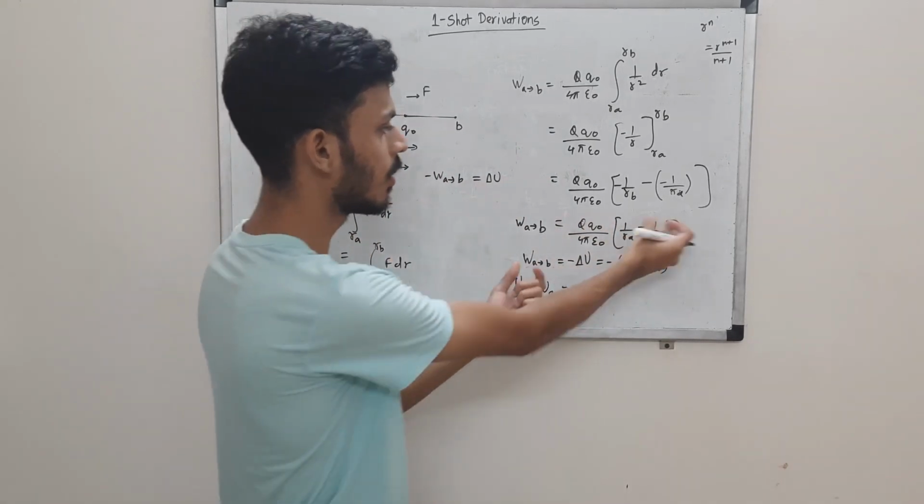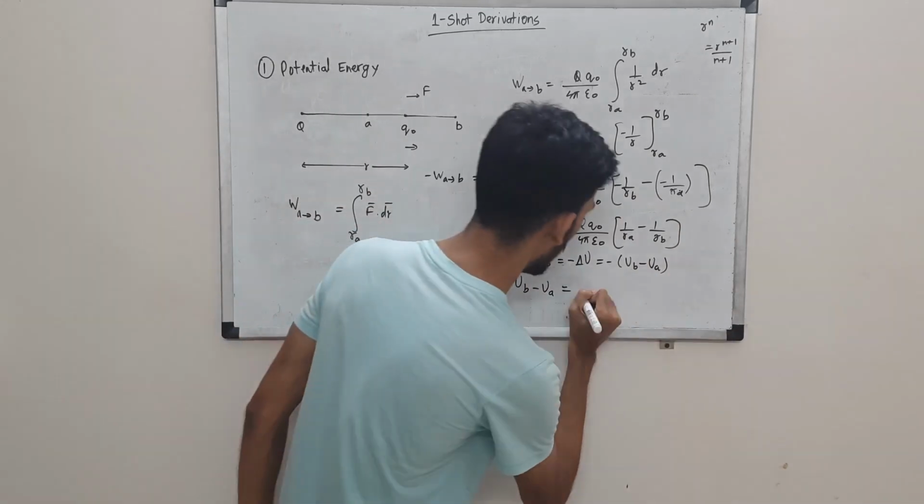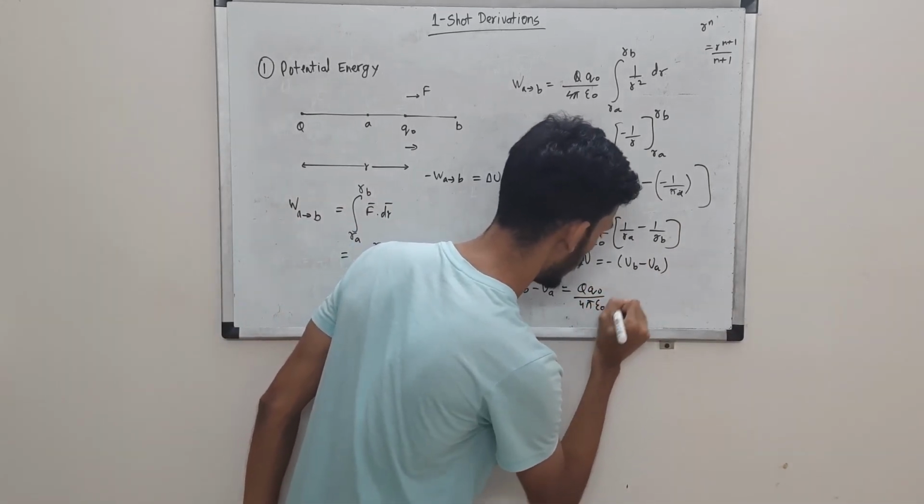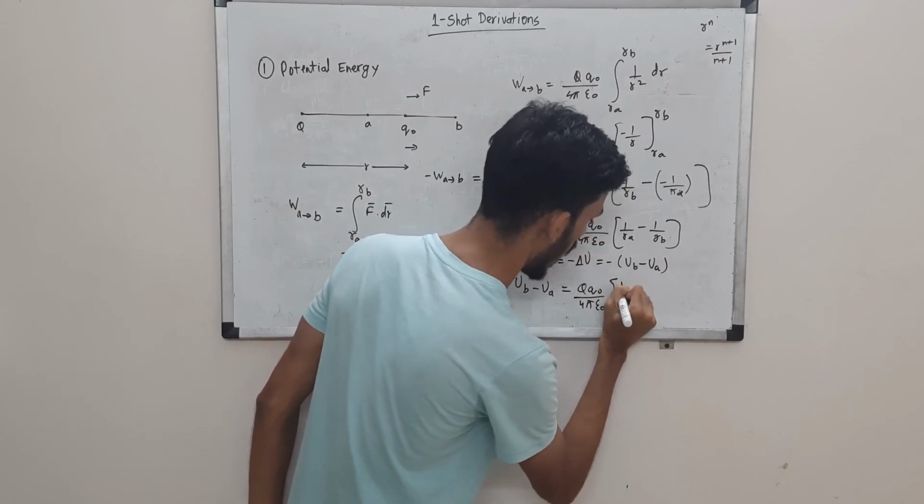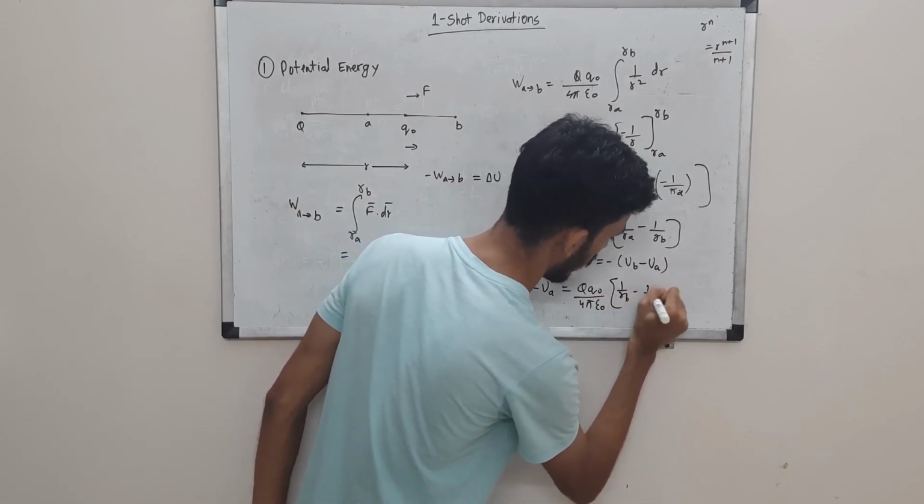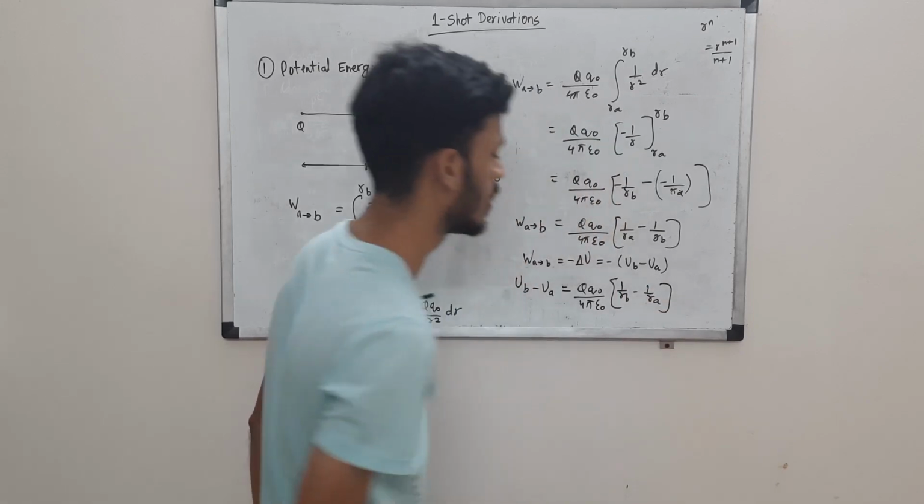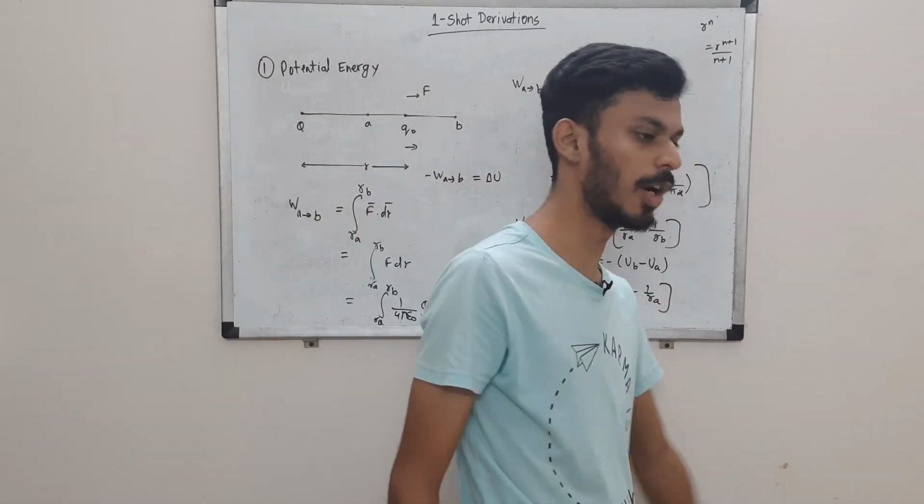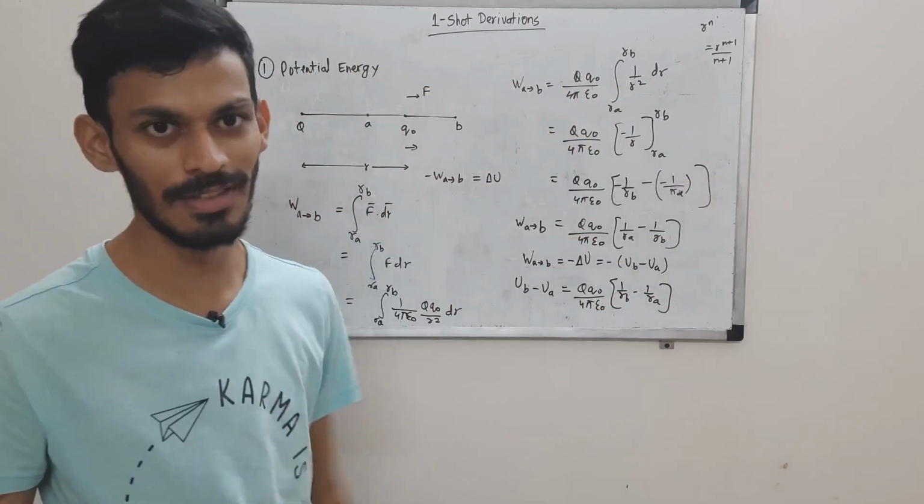So the negative of work, you can just flip around the two terms. Okay, q naught, 1 upon 4 pi epsilon naught, and we have Rb minus Ra. So this is your expression for the change in potential energy. We can choose a random point in space, let us suppose at infinity.